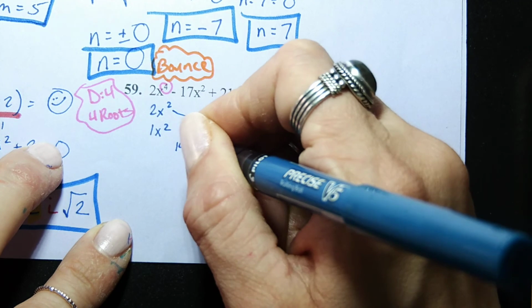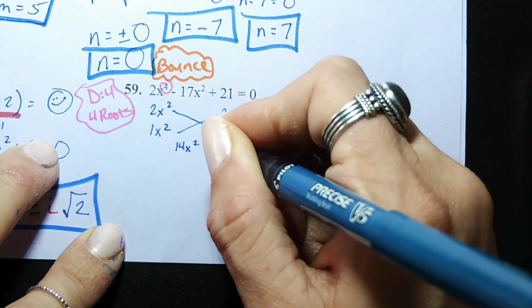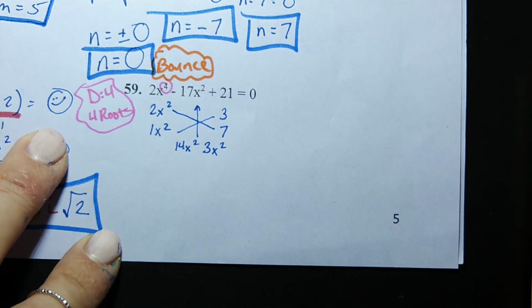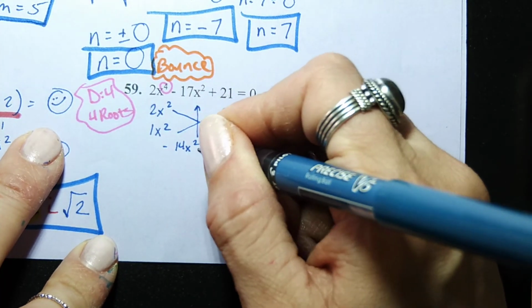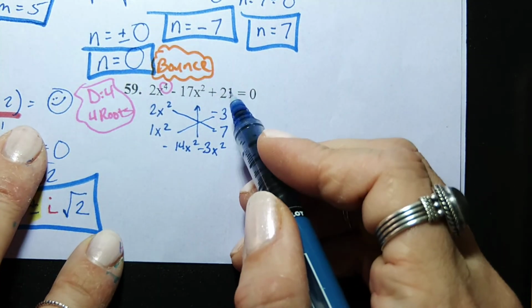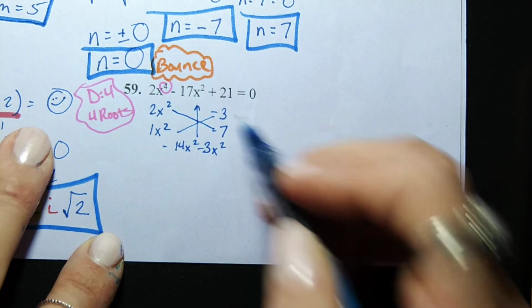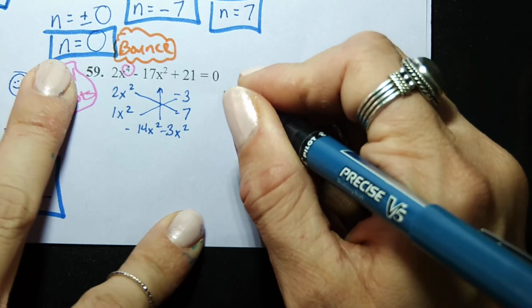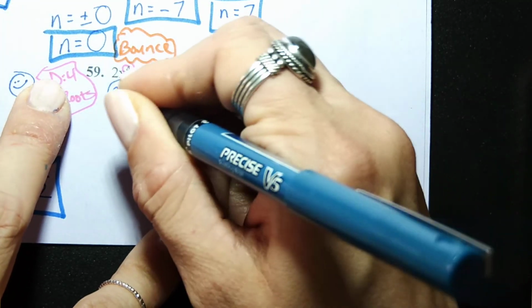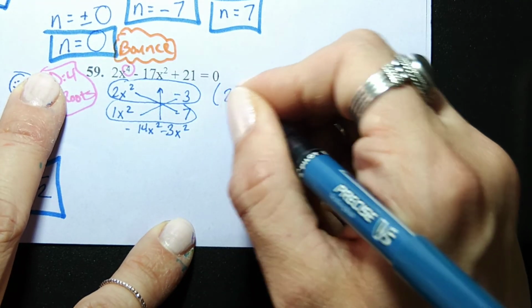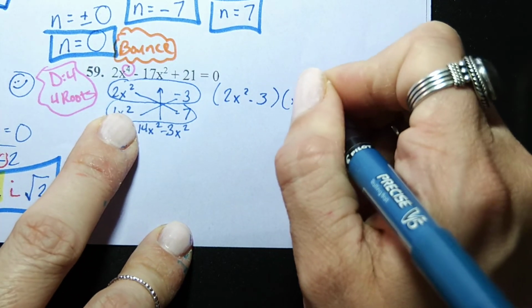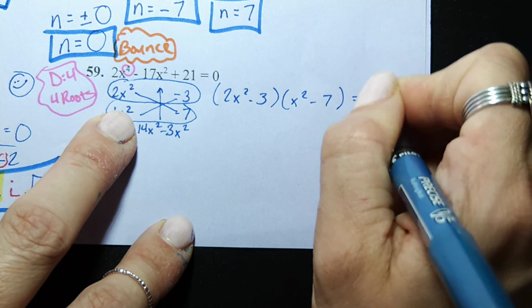So 14x squared, 3x squared. If we need the sum to be negative 17x squared, we need both of those to be negative. And again, checking to make sure those give me a product of positive 21. So folks, I'm going to go ahead and write my factors over here. 2x squared with the negative 3. And then 1x squared, or just x squared, with the minus 7.